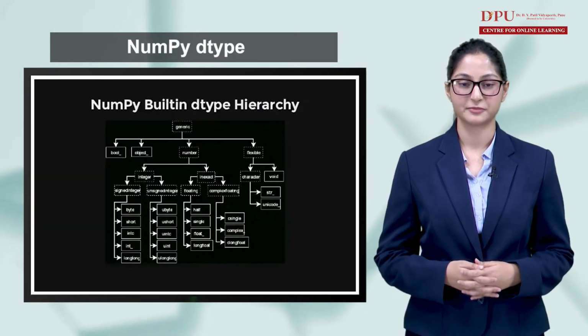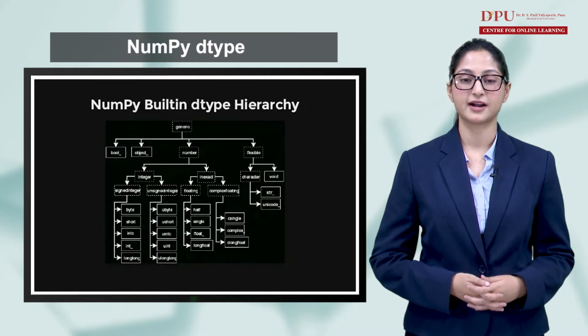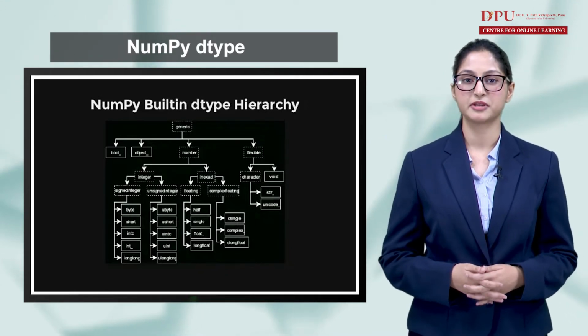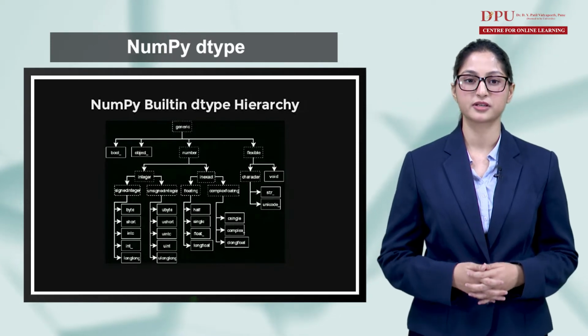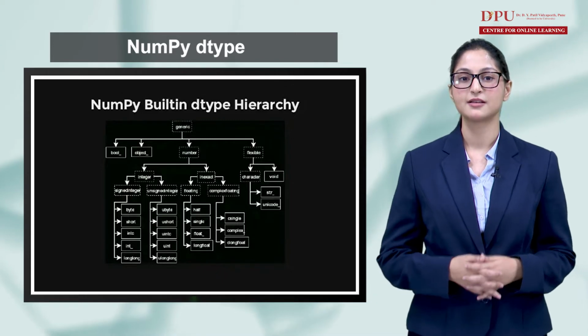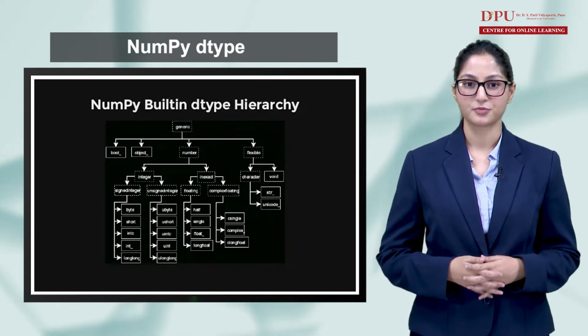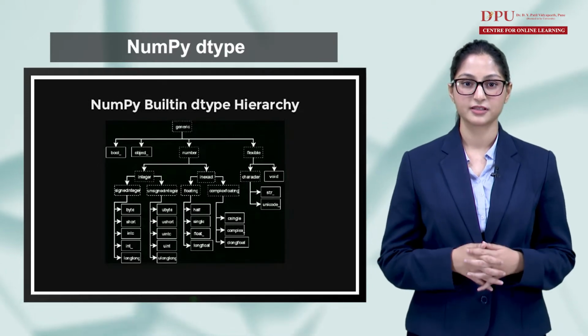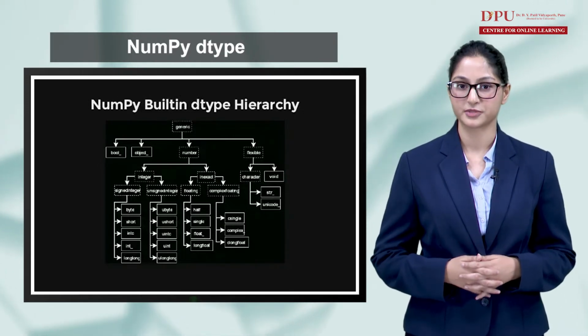NumPy dtype. All the items of a NumPy array are data type objects, also known as NumPy dtypes. A data type object implements the fixed size of memory corresponding to an array. We can create a dtype object by using the following syntax: numpy.dtype(object, align, copy) as parameters to the dtype function. The constructor accepts the following parameters.